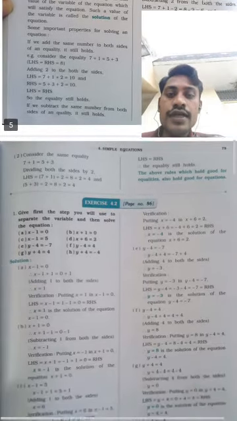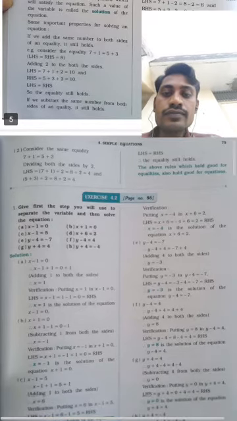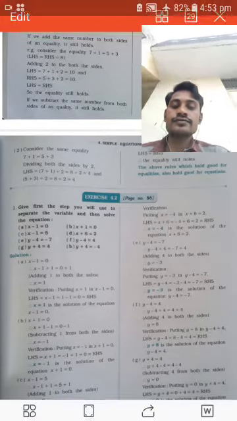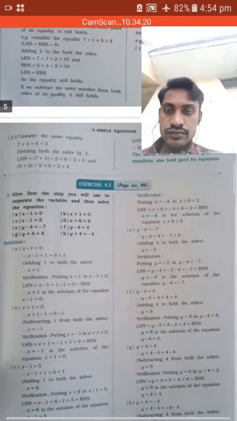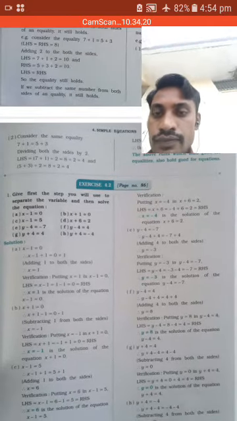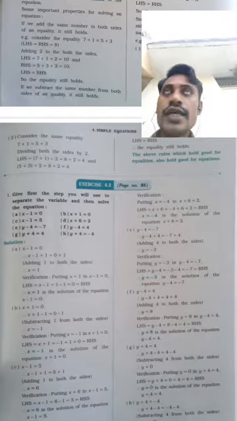Now see the exercise 4.2. Give first the step you will use to separate the variable and solve the equation. Now here we have to solve the equation x minus 1 is equal to 0. How can we solve this?